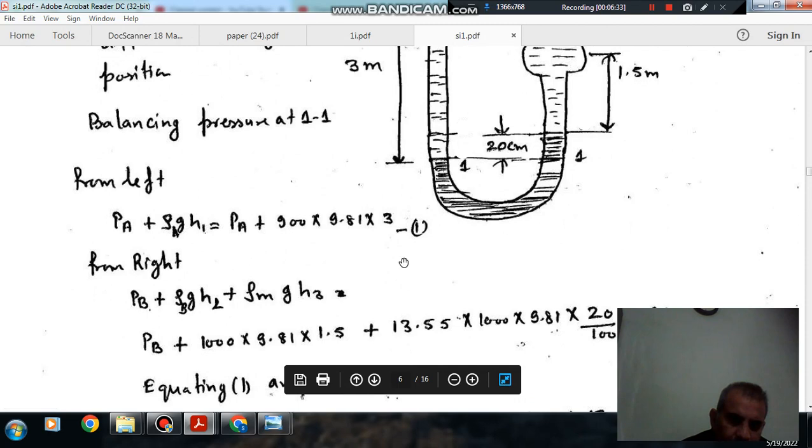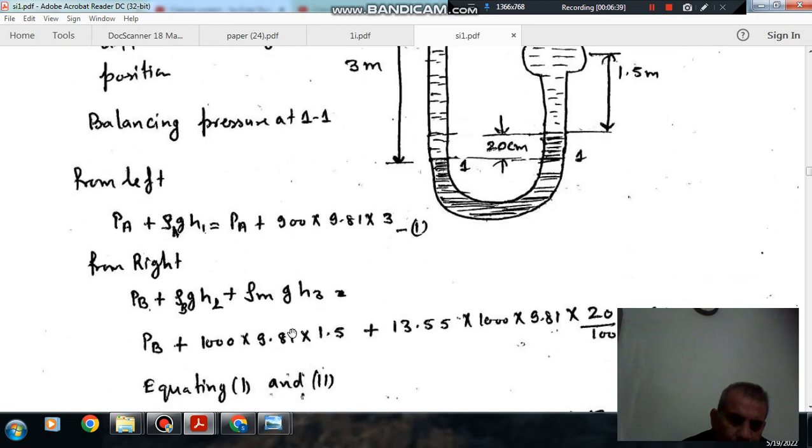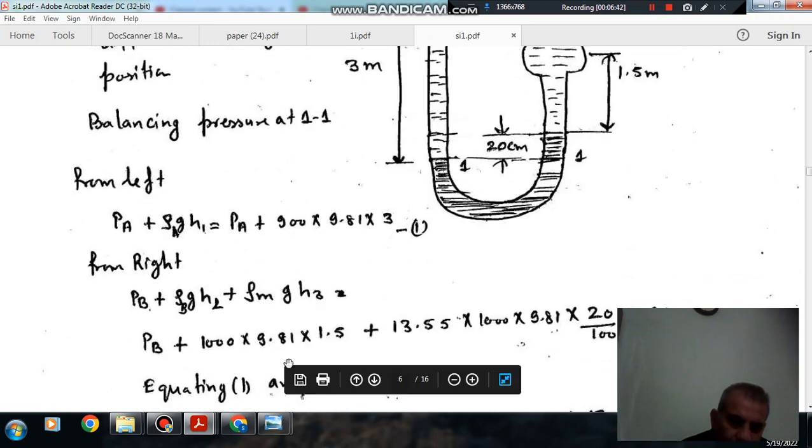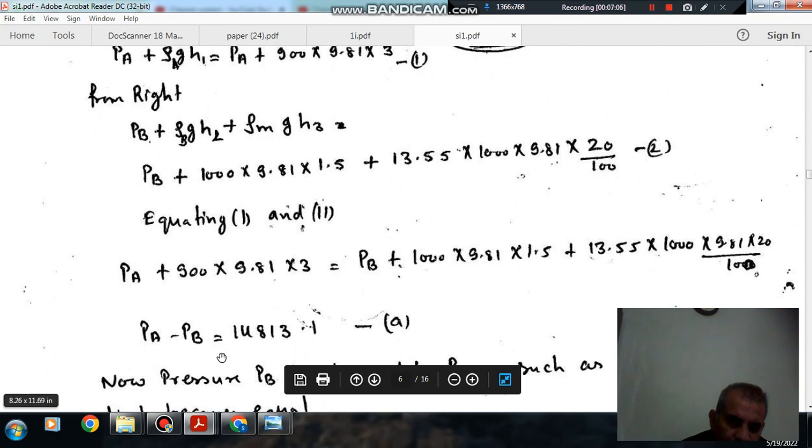Here rho B is 1000 because this is water, 9.81, and H2 is 1.5, and rho m is mercury, that is 13.55 into 1000, the density of mercury, with 9.81, and this is 20 centimeters, 20 by 100. So equating 1 and 2, we have PA minus PB equal to 14813.1.